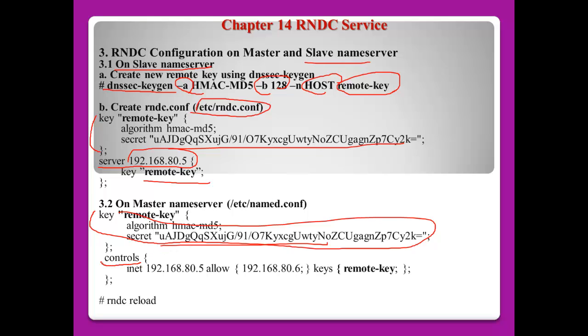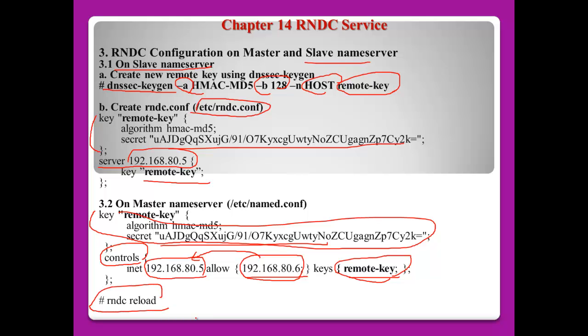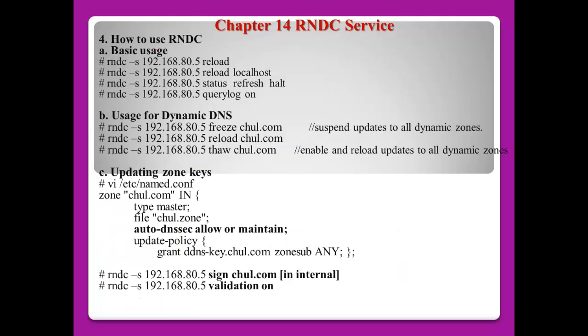And after that, controls here, inet 192.168.5, this is the master, and 192.168, this is the slave, key remote. It means the slave name server can control the master name server with this key. So this key must be the same between master and slave. And after that, you can use rndc reload.